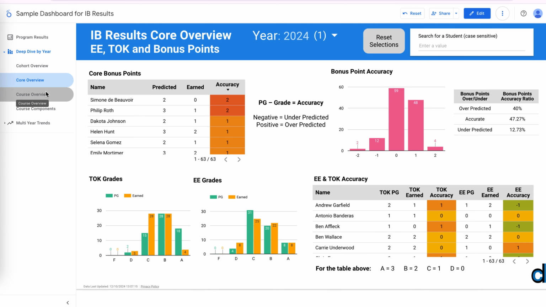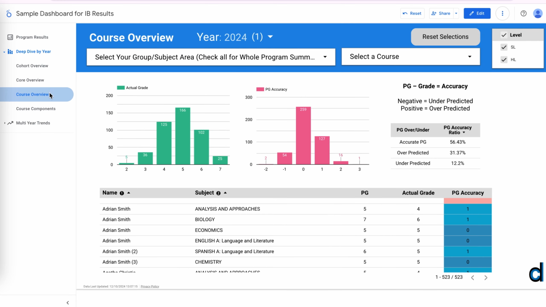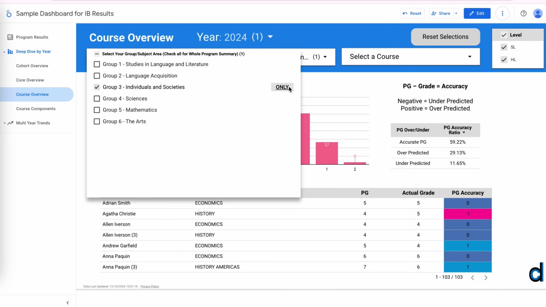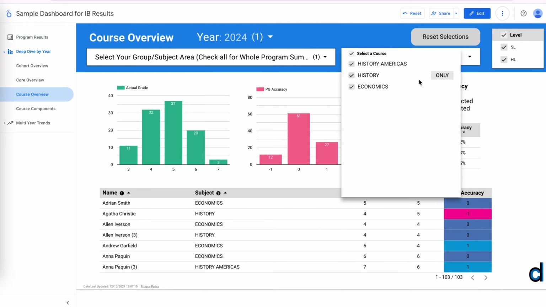As we continue through the deep dive on the course overview, this is where you can start looking at specific groups. So maybe we'll look at the individuals and societies, group 3, and let's take a look at econ.